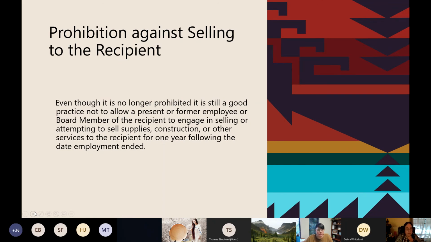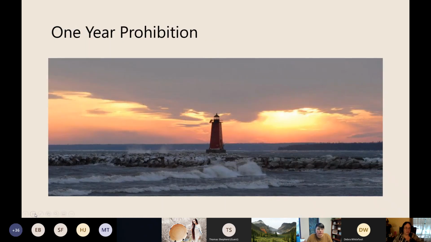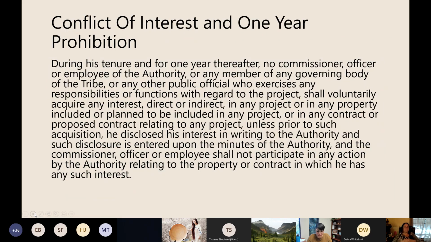So a prohibition against selling to the recipient. Now, this used to be a thing. It isn't at this point anymore. Even though it's no longer prohibited, it's still a good practice not to allow a present or a former employee or a board member of your recipient to engage in selling or attempting to sell supplies, construction, or other services, like I said, roof shoveling or whatever, to the recipient for 1 year following the date that employment ended. It's just things to protect yourself and the way things look. So there's a 1 year prohibition that a lot of housing authorities put in place.